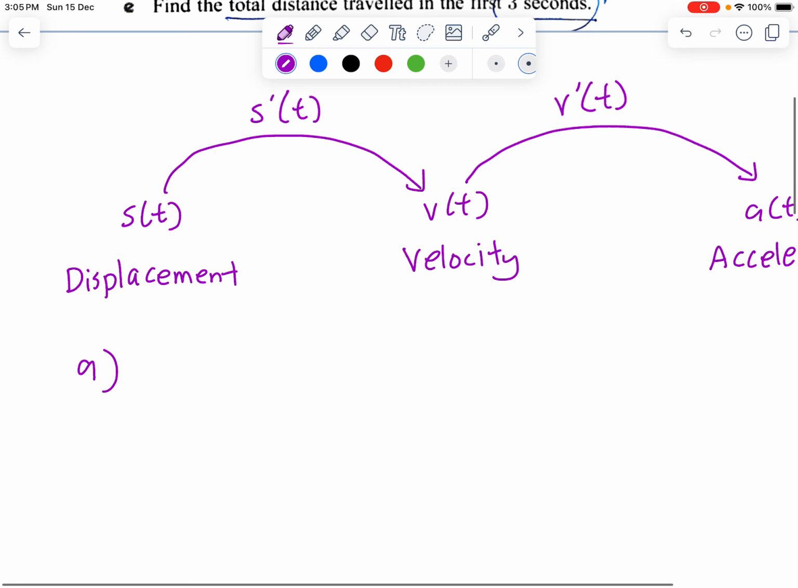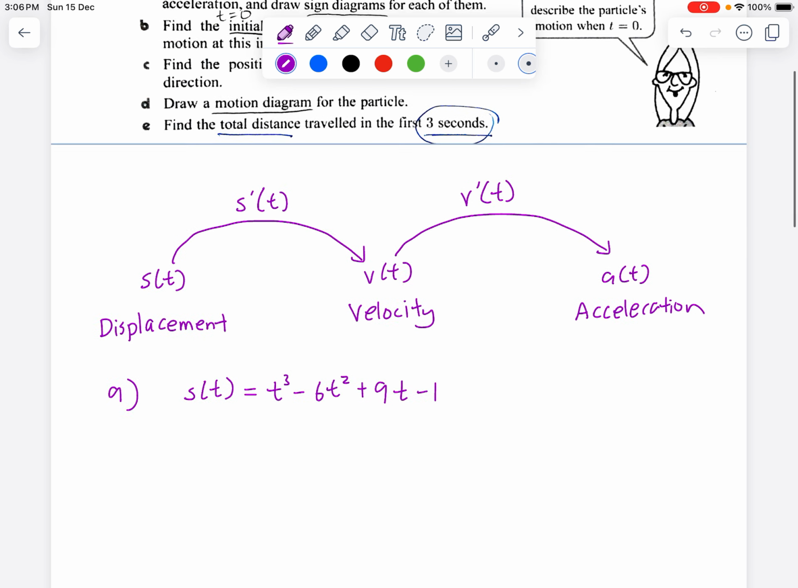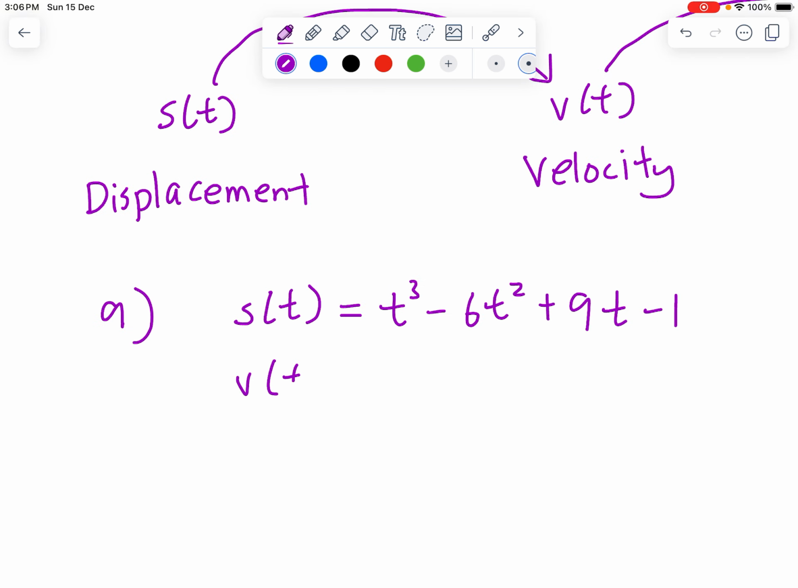We know that v of t is the derivative of s of t. To do that, let me first copy down what s of t is. We know that s of t is t cubed minus 6t squared plus 9t minus 1. Now we want to find the velocity, and that's the derivative of s of t. If we do that, we get 3t squared minus 12t plus 9.